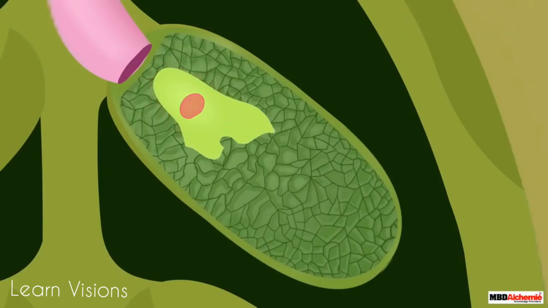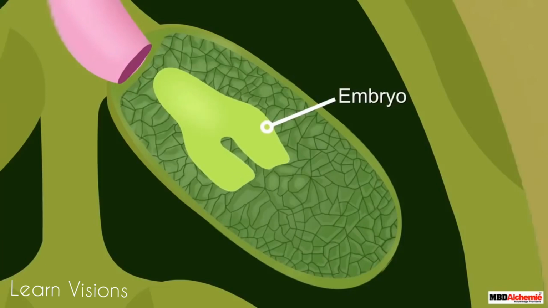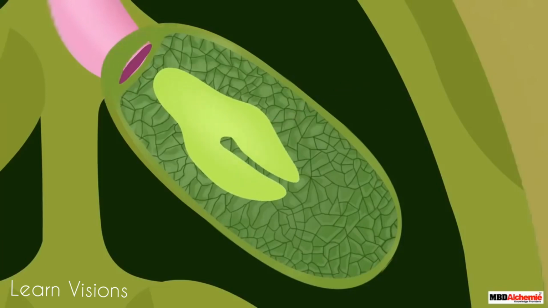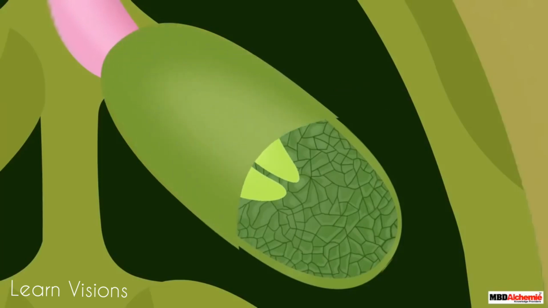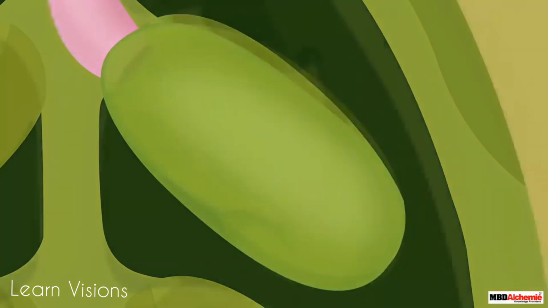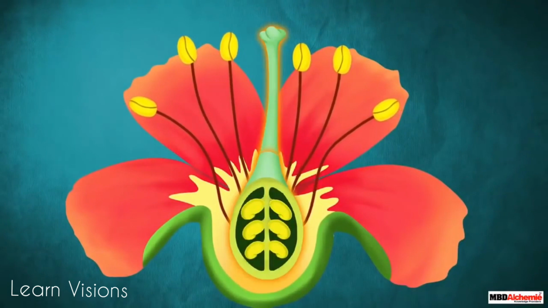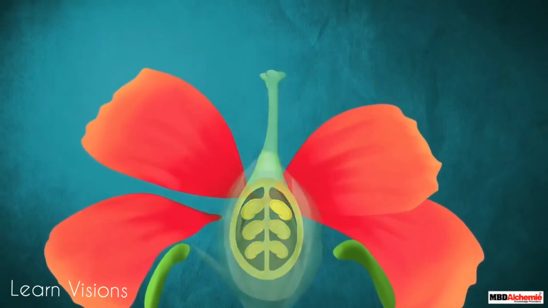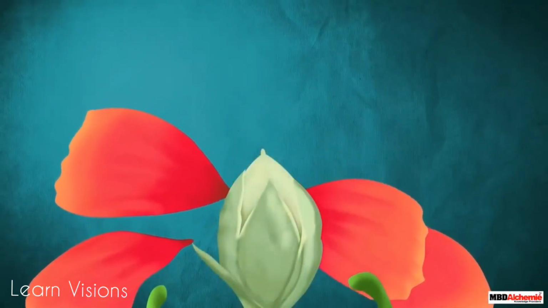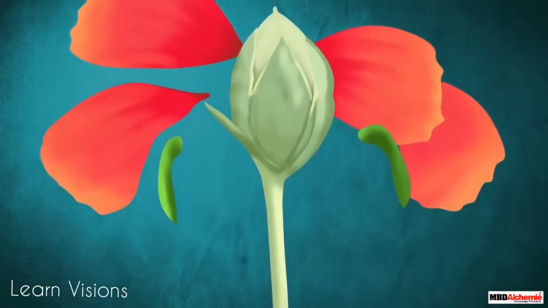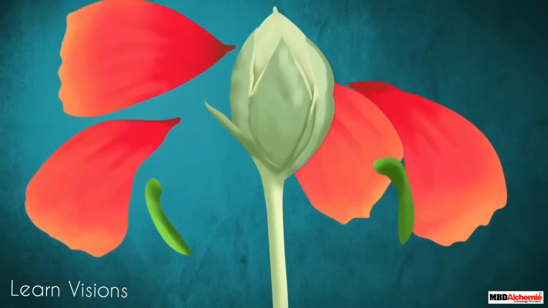Zygote divides continuously to form an embryo in the ovule. Soon the ovule develops into a seed, whereas the ovary ripens and forms fruit. Other parts of the flower like petals and sepals fall off.